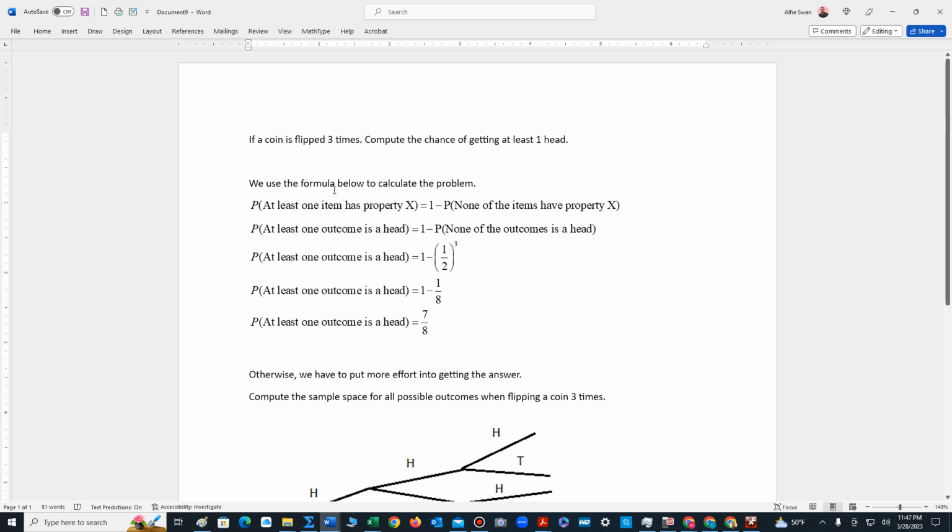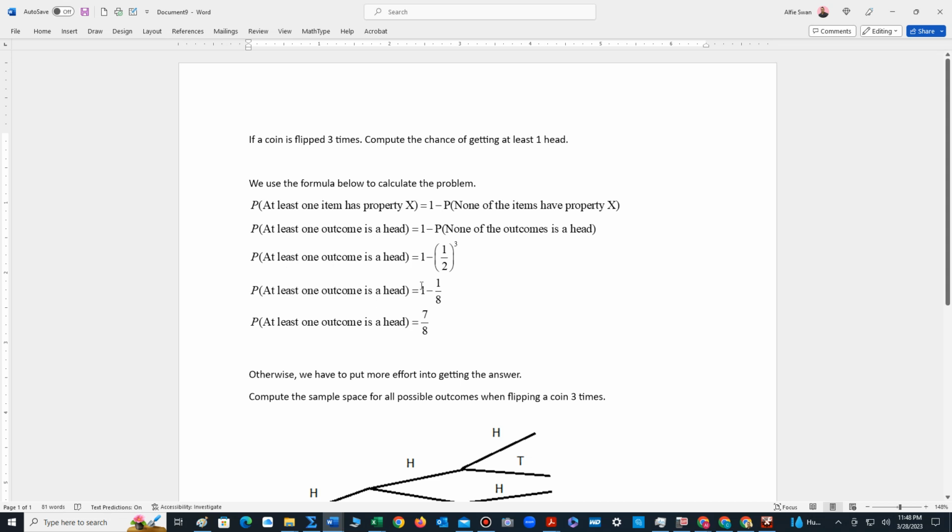Well, if we want to calculate the probability, the easiest route is to apply the following formula. So the formula states the following: the probability that at least one item has property X is 1 minus the probability that none of the items have property X. So for our example, we're going to rewrite it as the probability that at least one outcome is a head, and that's 1 minus the probability that none of the outcomes is a head.